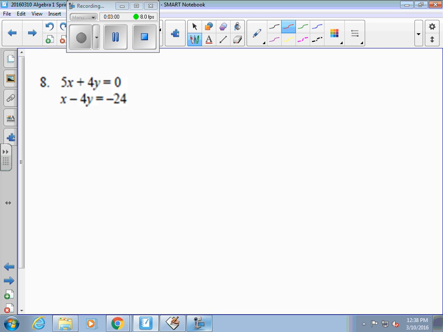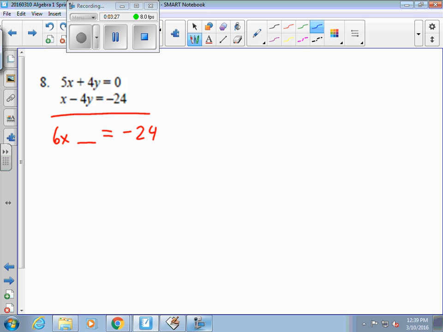Number 8 says 5x plus 4y is 0. X minus 4y equals -24. Again, everything is stacked. X is on top of x's, y is on top of y's, constants on top of constants. This one, however, has opposites, 4 and -4. So when we put them together, we don't have to change any equations. 5x combined with 1x is 6x. 4y compared with -4y is no more y's. And 0 combined with -24 is -24.